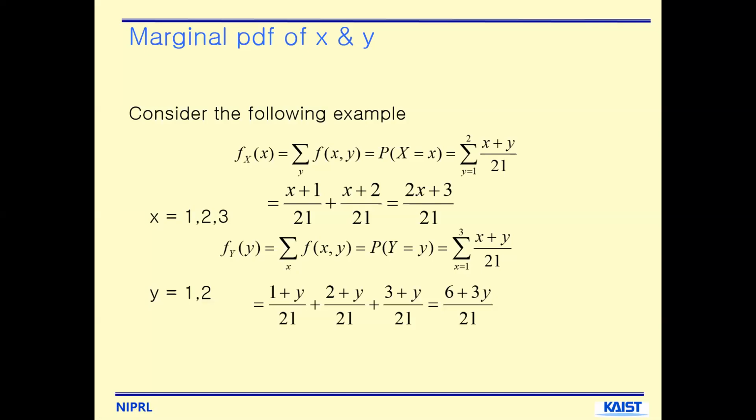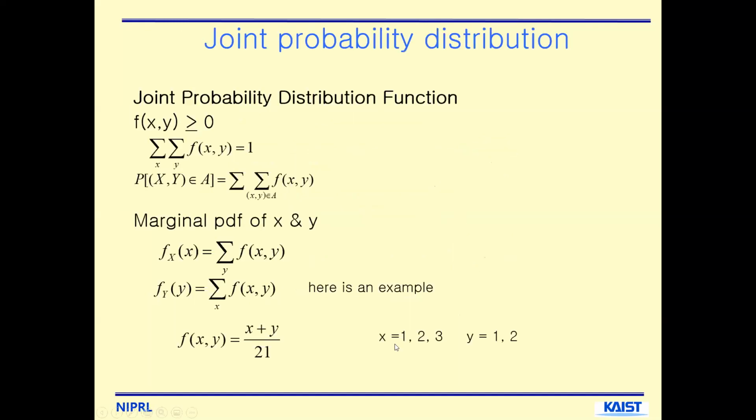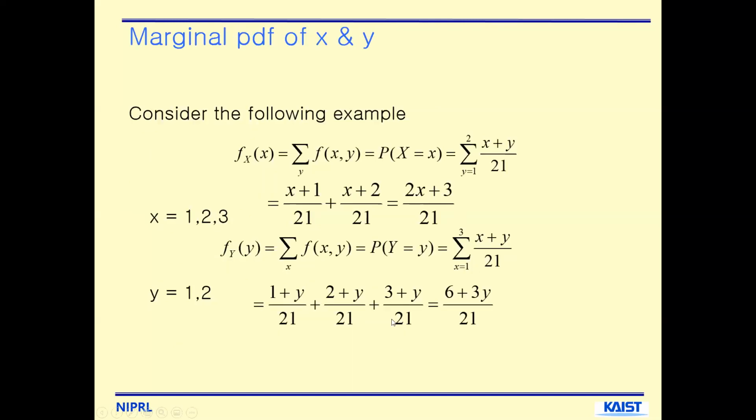Sorry for that. So like I said, if you want to find the marginal for y, you're going to sum the joints over the range of x. And what is the range of x? The range of x is from 1 to 3. That's exactly what I'm doing right here: I'm plugging in the values of x, 1, 2, 3, because the possible range of x is 3. Then you have this.